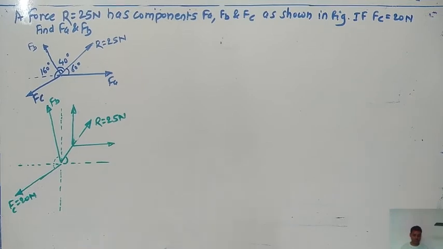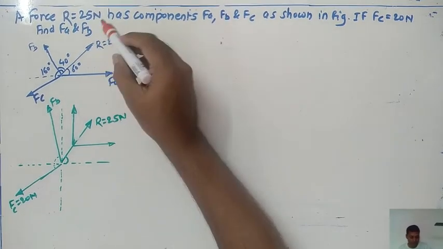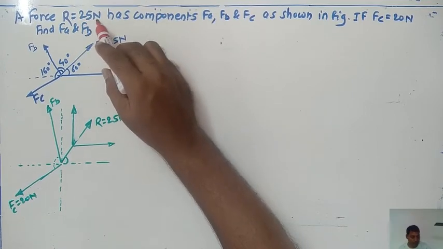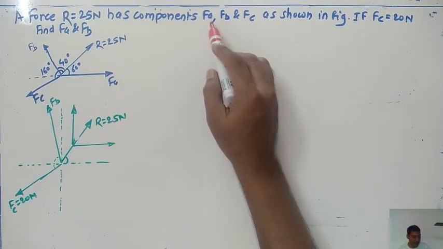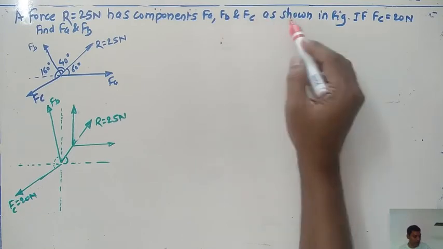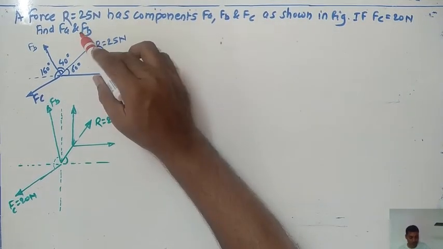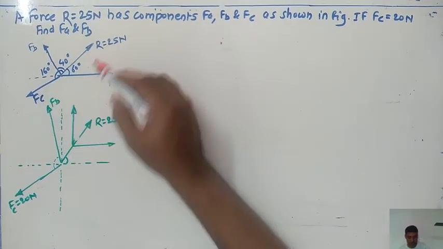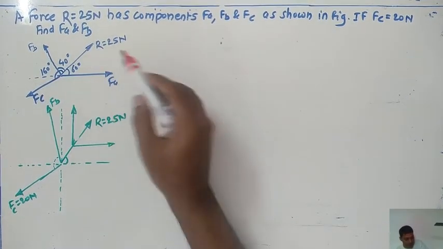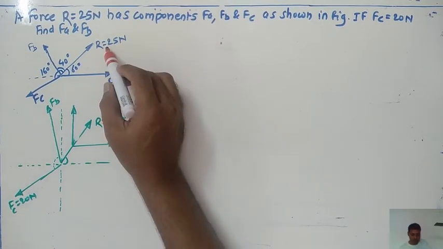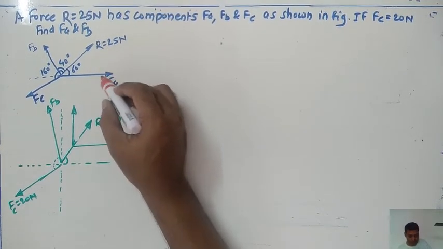So let us start the next problem. A force R equals 25 Newton has components FA, FB and FC as shown in the figure. If FC equals 20 Newton, find FA and FB. So in this way the problem is given. Here the value for the resultant is directly given, and these are nothing but the components.